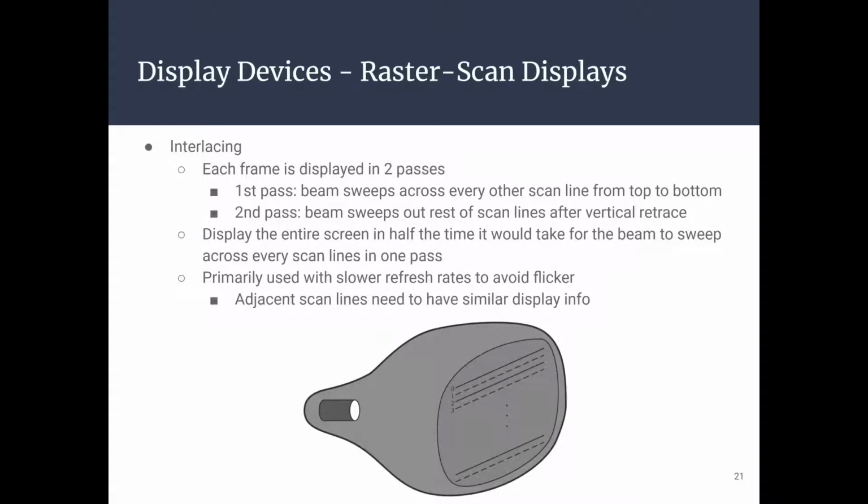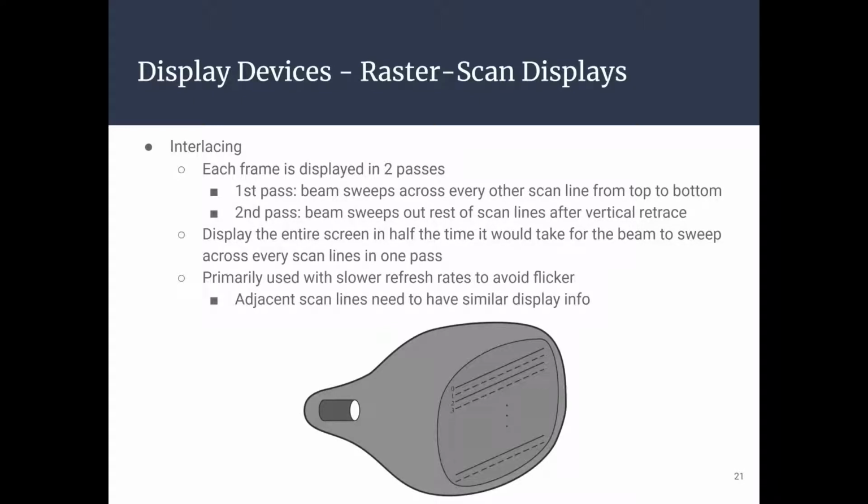So what happens with interlacing is that each frame that is going to be displayed occurs in 2 passes instead of 1. On the first pass, the electron beam will sweep across every other scan line from top to bottom. And then after it's done with its first pass, on the second pass, the beam will sweep out the rest of the scan lines after the vertical retrace. As mentioned before, the vertical retrace is when it has gone through the whole frame and gone back to the upper left corner to start again. So that's just what happens on the second pass. When it goes back up to the upper left corner, it goes through every other scan line that it didn't do in the first pass.